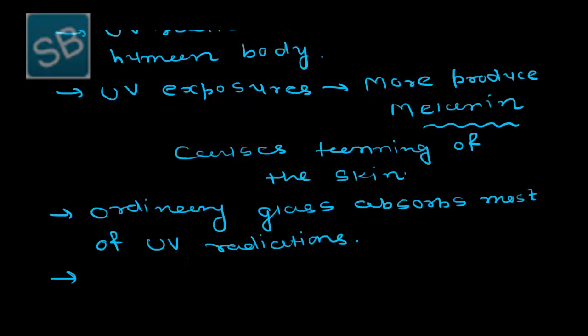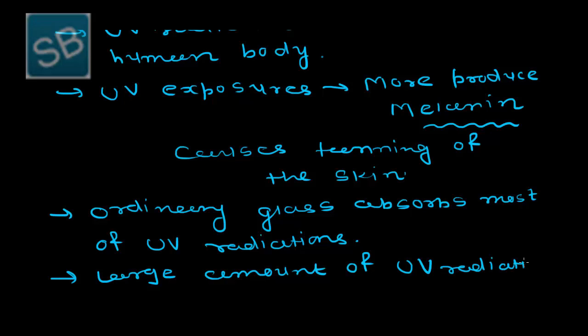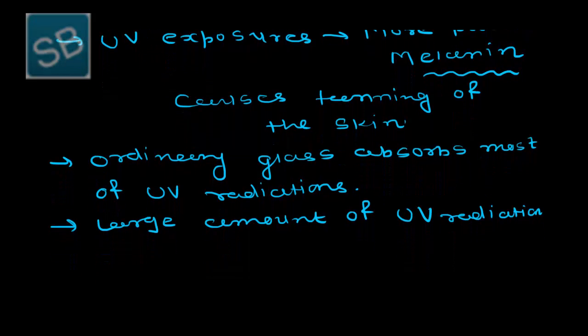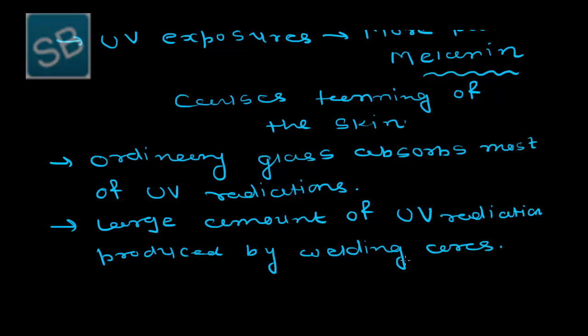Now, a large amount of UV radiation is produced by welding arcs, and hence welders use face masks with dark glass windows, or they wear special glass goggles to protect their eyes, because it is very harmful to the eyes even.